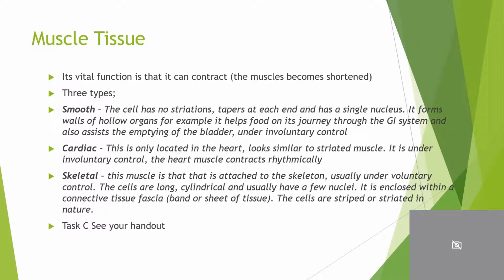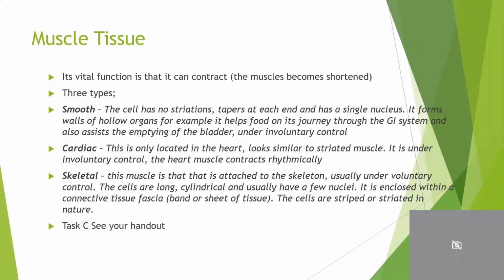Muscle tissue. Its vital function is that it can contract, and when doing so, the muscle itself becomes shortened. There are 3 types for you to be aware of. Smooth. The cell has no striations. It tapers at each end and has a single nucleus. It forms walls of hollow organs, for example. It helps food on its journey through the GI system and also assists with the emptying of the bladder under involuntary control.